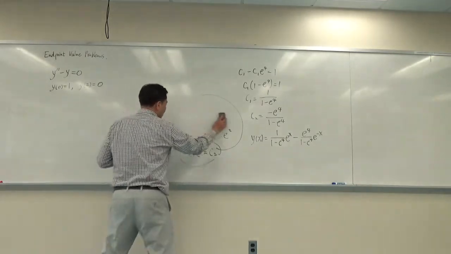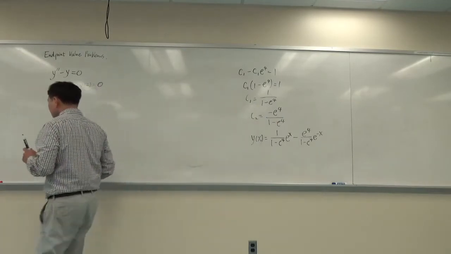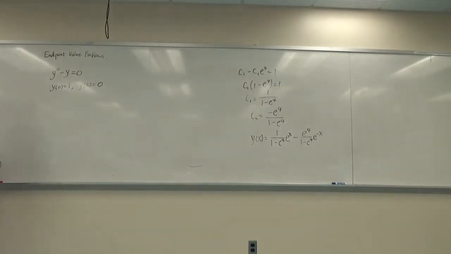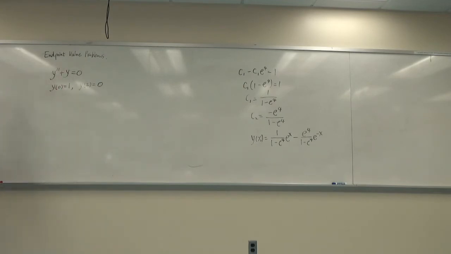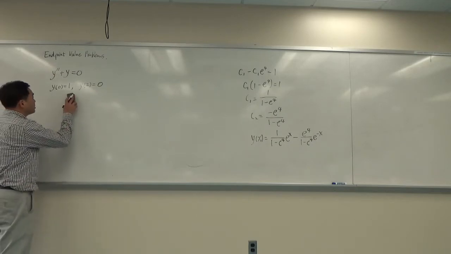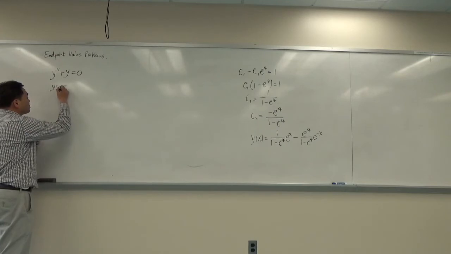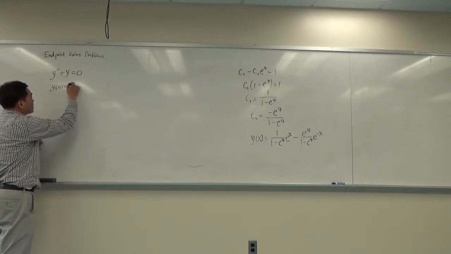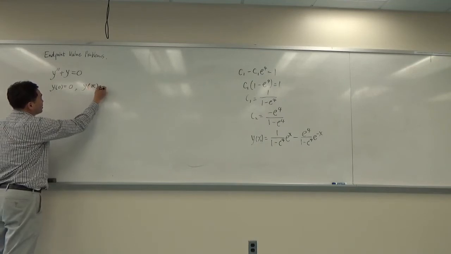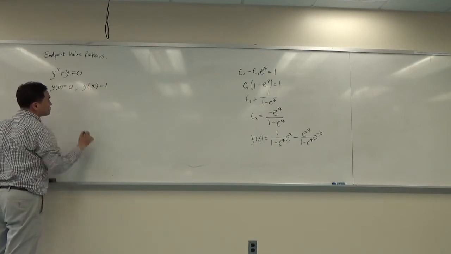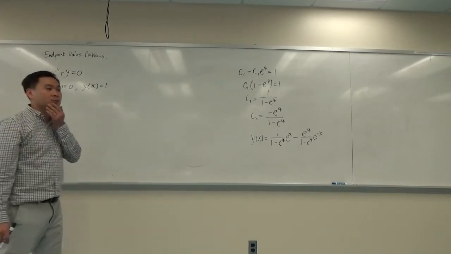So what I'm going to do is change this ever so slightly. I'm just going to put plus instead of minus. And then I'm going to give different values for y of 0. So y of 0 is 0 and y of pi equals 1. So let's try this.